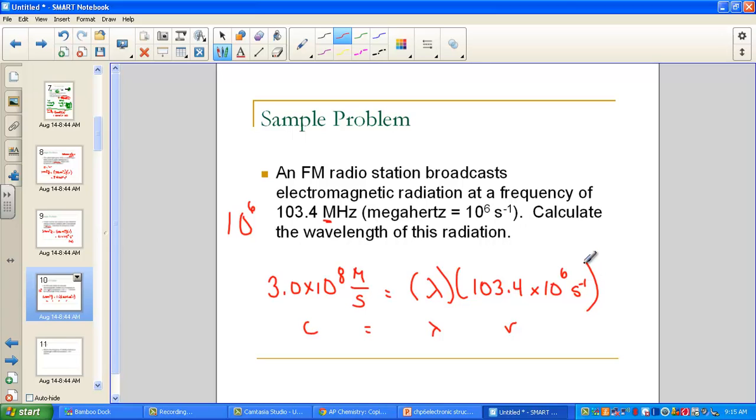Let's see what kind of wavelength this comes to be. 3E8 divided by 103.4 E to the 6th power, and our wavelength is 2.9. We'll carry that second decimal, 2.90, and it will come out in meters.